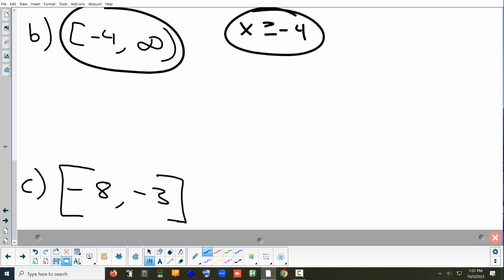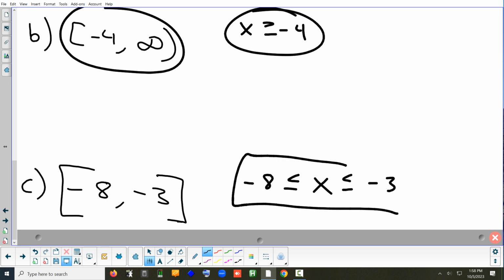Let's try this one. Is this one bounded or unbounded? Bounded, so it's a little bit more complicated inequality. You've got to put the letter in the middle. And then what number would go on the left? -8. Yep, pretty much the way it looks when you write it as an interval. And the right? -3. And both inequality symbols are going to be less than or equal to. Okay, any question on taking an interval and writing it as an inequality?